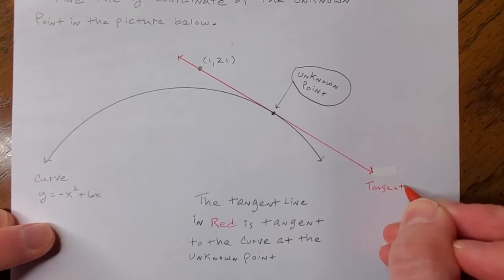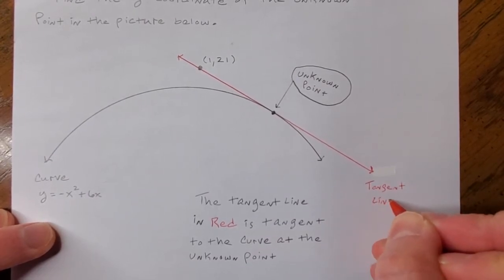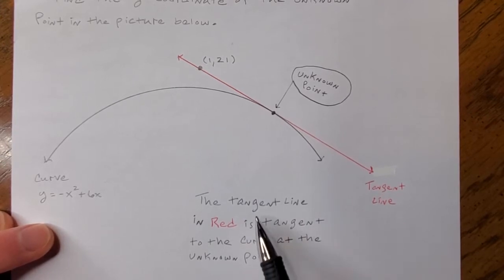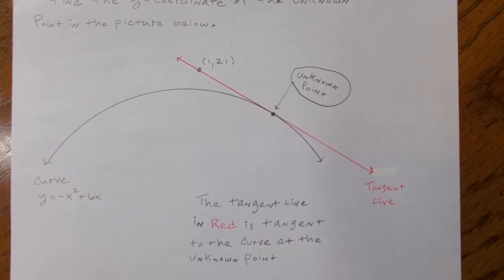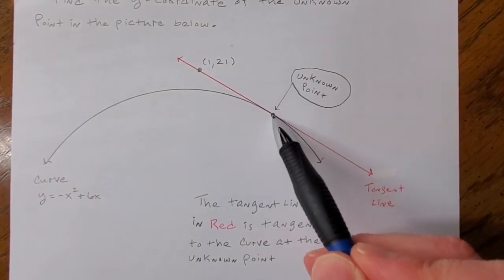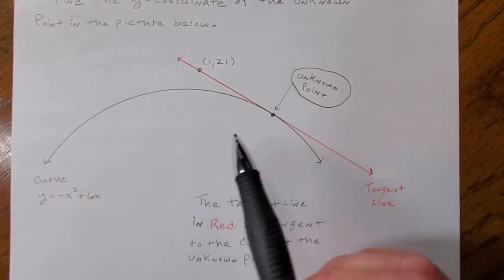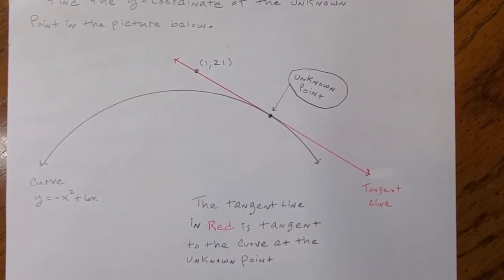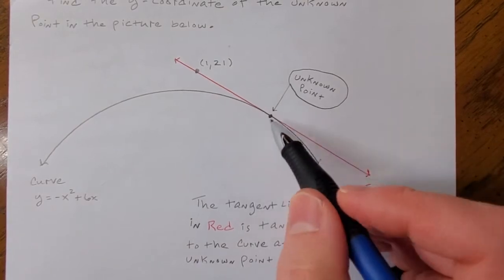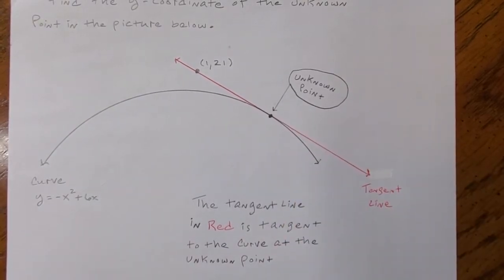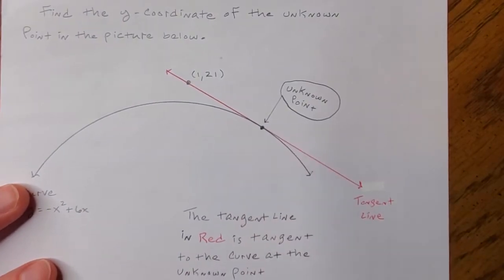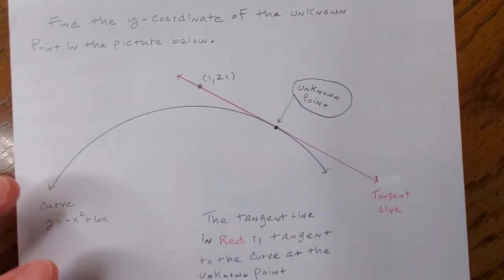I don't want there to be any confusion about what that thing in red is, so I'll go out of my way to say it. That is the tangent line, and the tangent line in red is the tangent line to the curve at the unknown point. So that unknown point is the point that the curve and the tangent line have in common. It's the one point that's on both of them. So can you tell me where this point is? Give me its y coordinate to be specific.